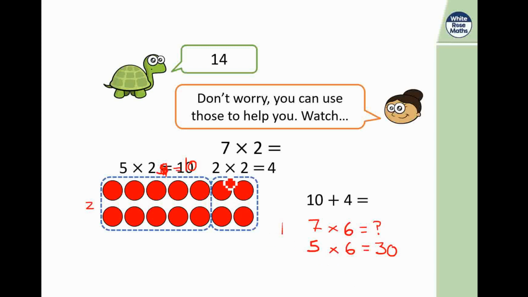Now, as pointed out here, you have 2 left over, so you need to know your 2 times table as well as your 5. So then we have to do 2 times 6. And what does that make? So 5 times 6 equals 30. 2 times 6 equals 12. Then we need to add these two numbers. So we need to do 30 plus 12.